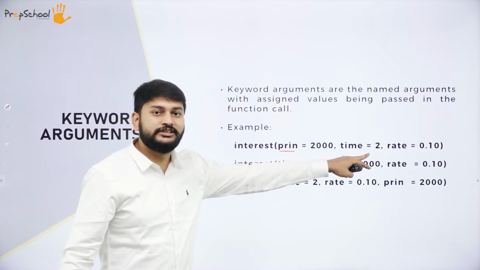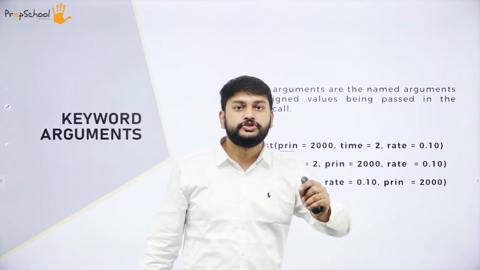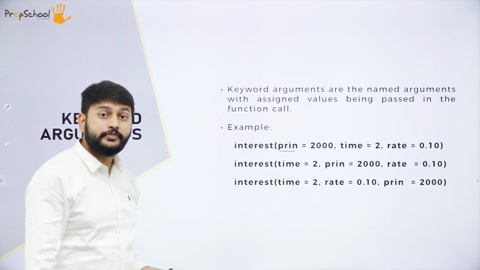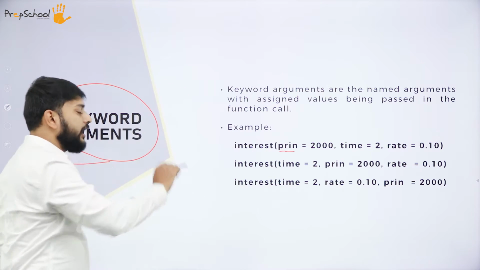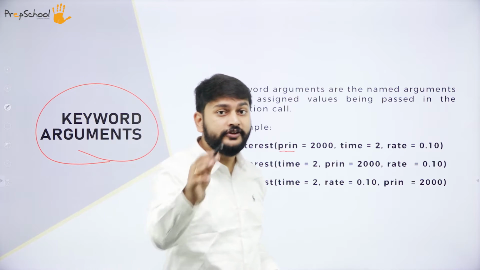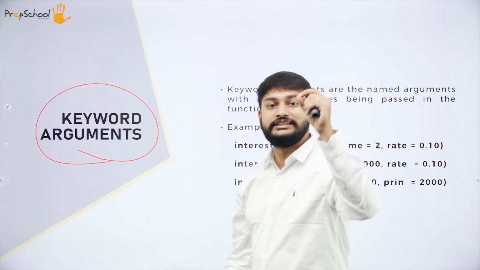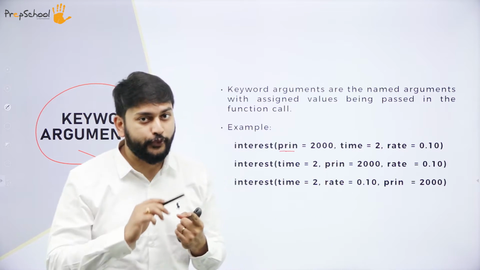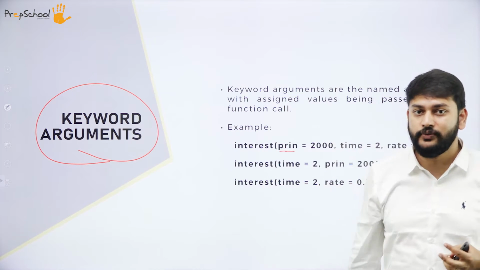So t remains 2, price remains 2000, and rate remains 0.10. That is what you need to observe, and that is the advantage of keyword arguments. Please remember, we have 3 types of arguments. One is positional arguments, another one is default arguments, and the last one is keyword arguments.